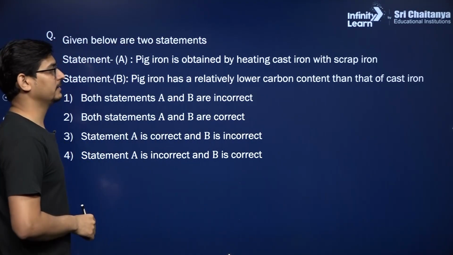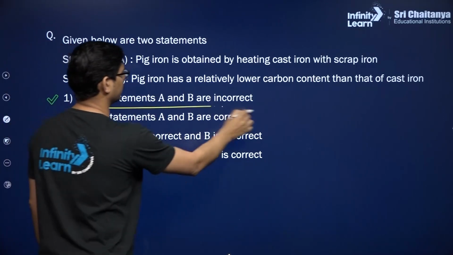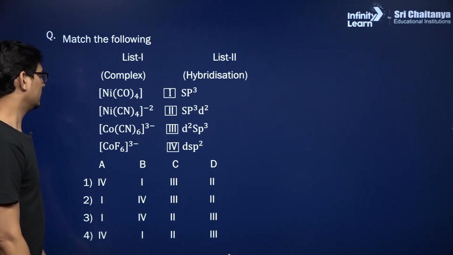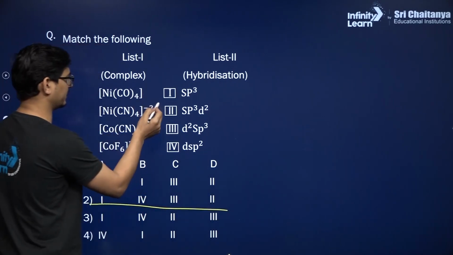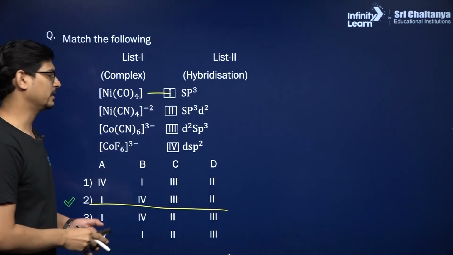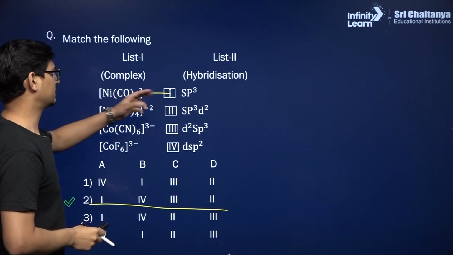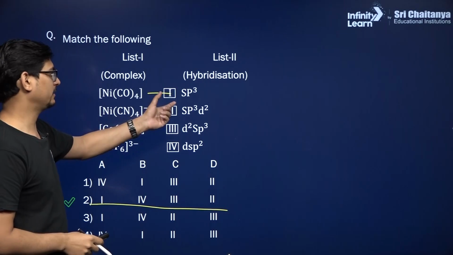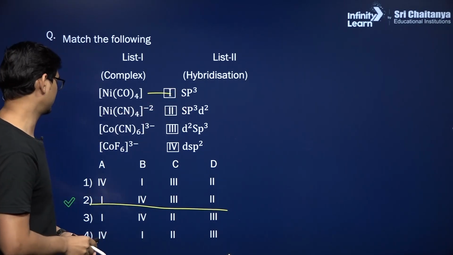Pig iron has a higher carbon content than that of cast iron, so both statements A and B are incorrect. Very simple, the second option is the correct answer. Ni(CO)4 is tetrahedral, guys, right, because nickel is 3d8 4s2. It's in zero oxidation state. All the electrons are forced into the d orbital, leaving a vacant s orbital, and thereby sp3 hybridization.